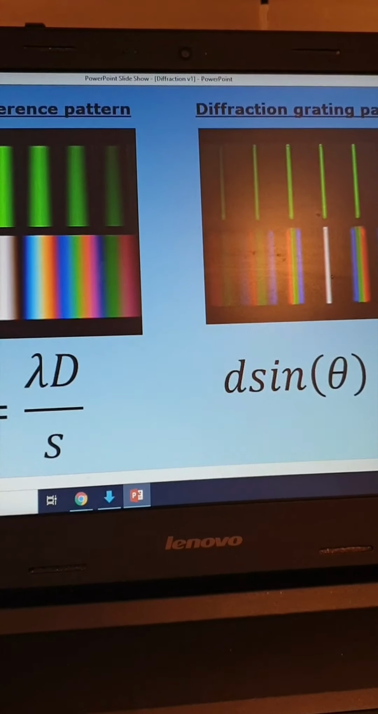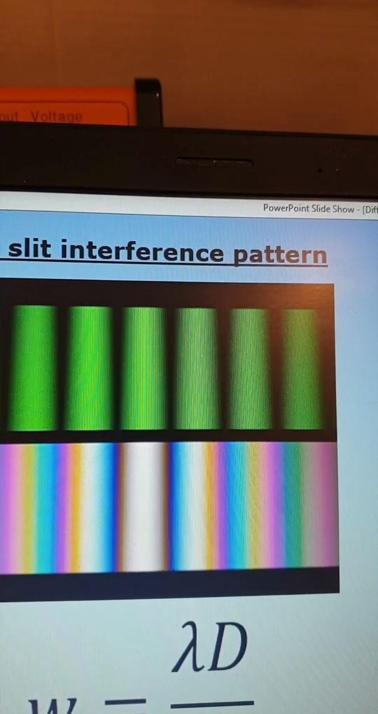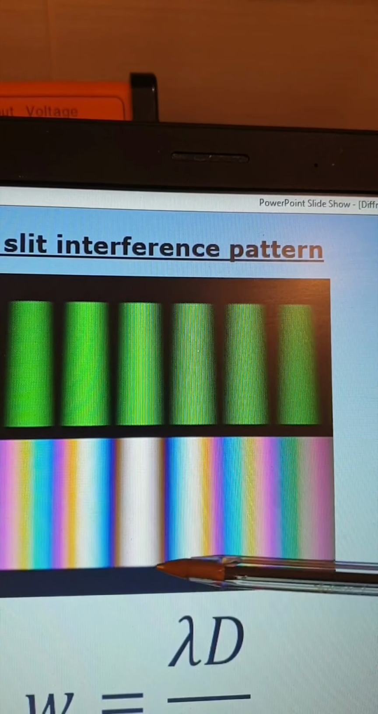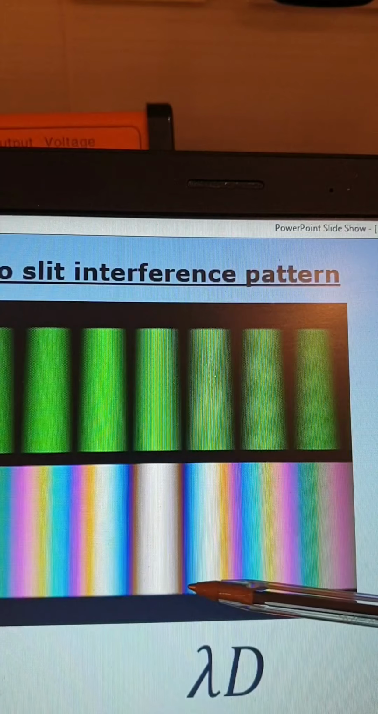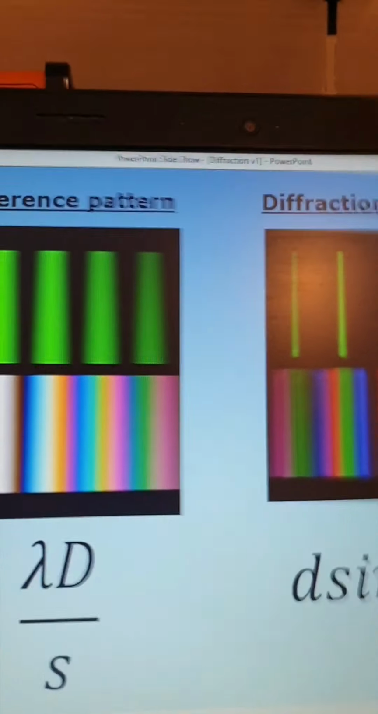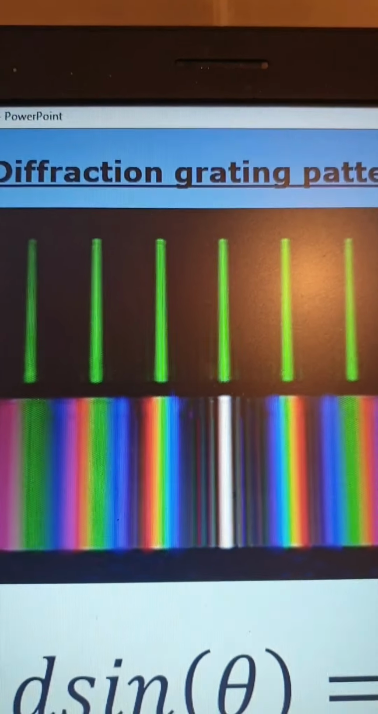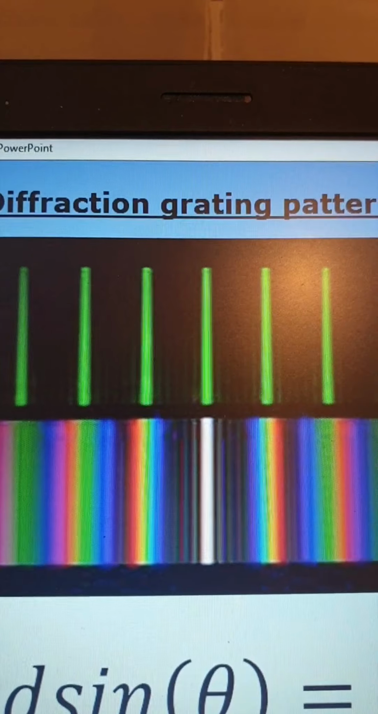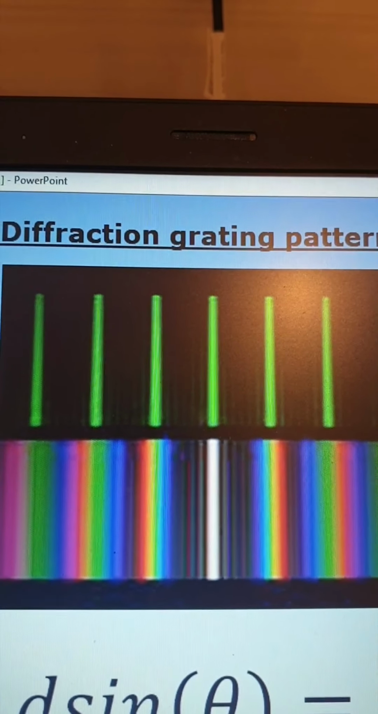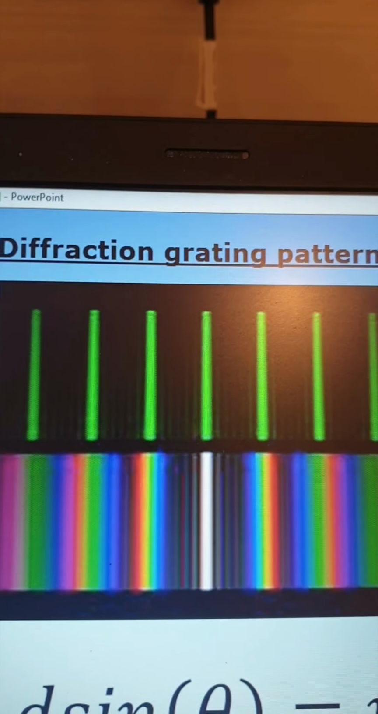And here again, as I showed before for the single slit, this is what happens with monochrome light and white light for the double slit pattern, and likewise for the diffraction grating, where at the top we have the monochrome light going through the diffraction grating, and at the bottom we have white light.